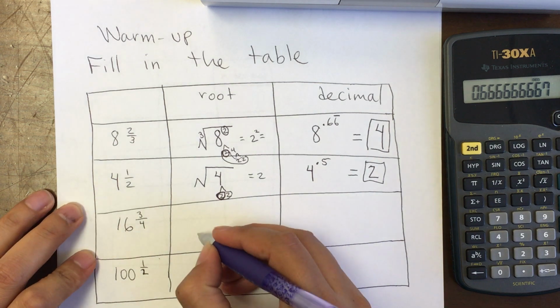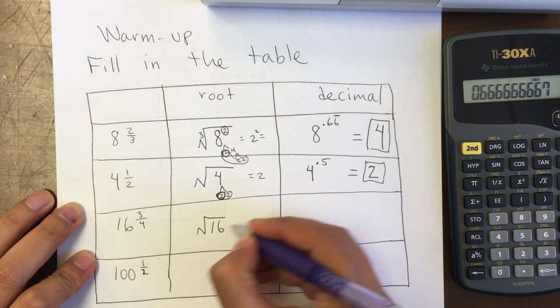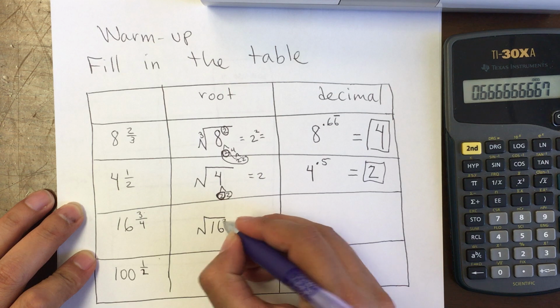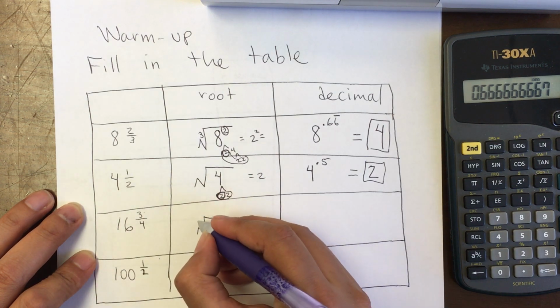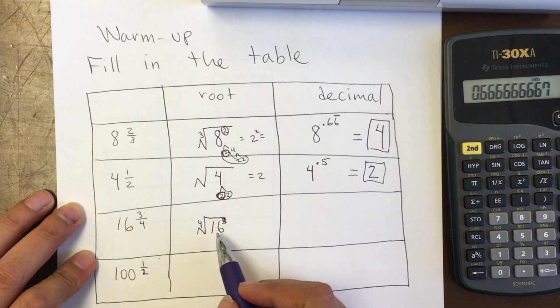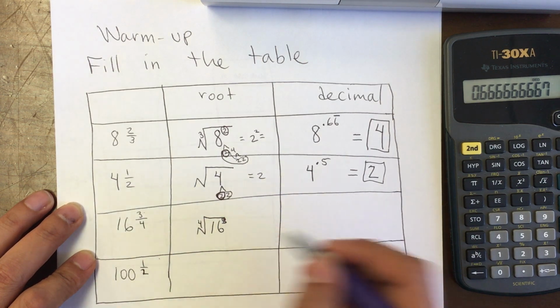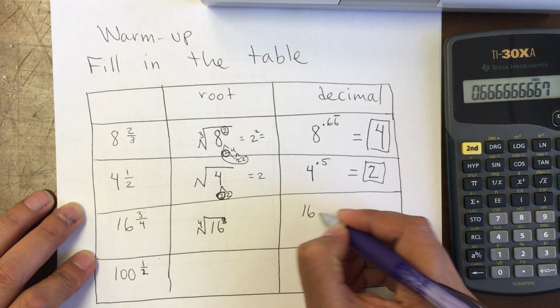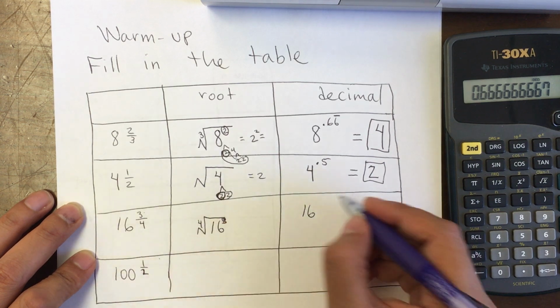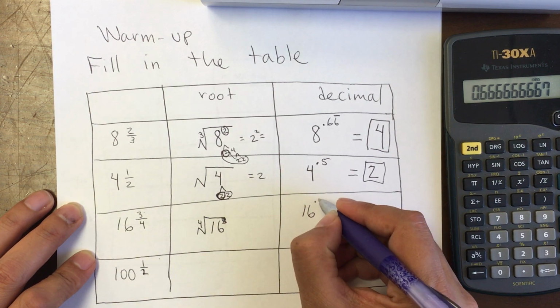For the next one, we keep the base. The numerator is the exponent. The denominator is the index. Let me write this one and then I'll come back to the answer. Keep the same base. Dividing 3 by 4 is one of those that I want you to memorize, which is 0.75.